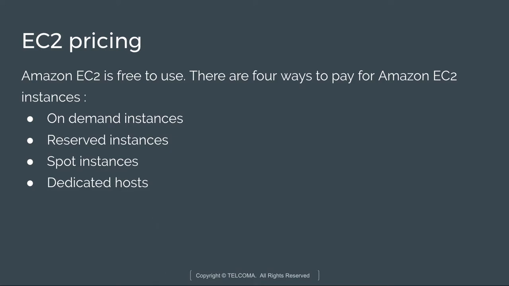Amazon EC2 is free to use. There are 4 ways to pay for EC2 instances. We have on-demand instances, reserved instances, and spot instances. With on-demand instances, you only pay for the EC2 instances that you use. The use of on-demand instances frees you from the cost and complexity of planning, purchasing, and maintaining hardware, and transforms your commonly large fixed cost into smaller variable cost. That means you have a very small variable cost of using these on-demand instances.